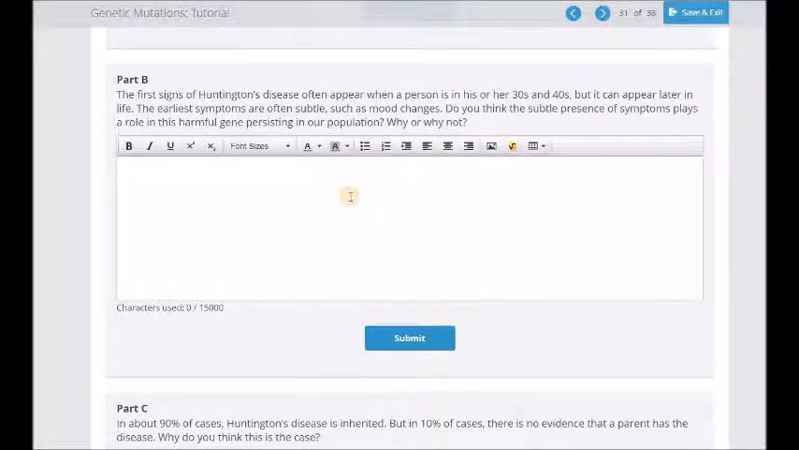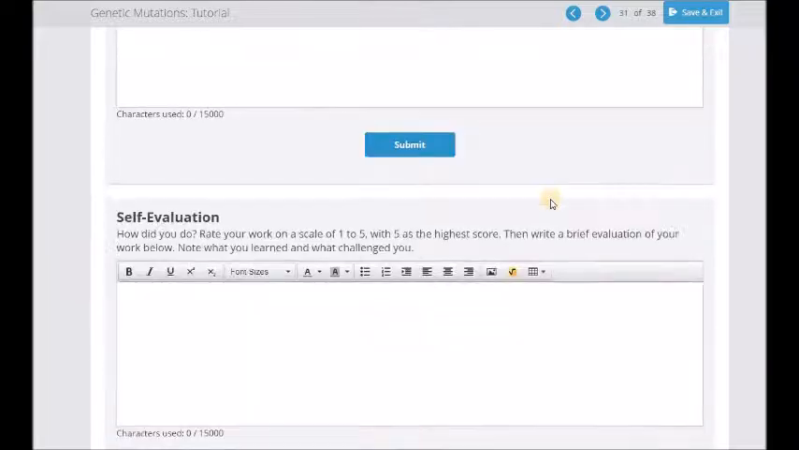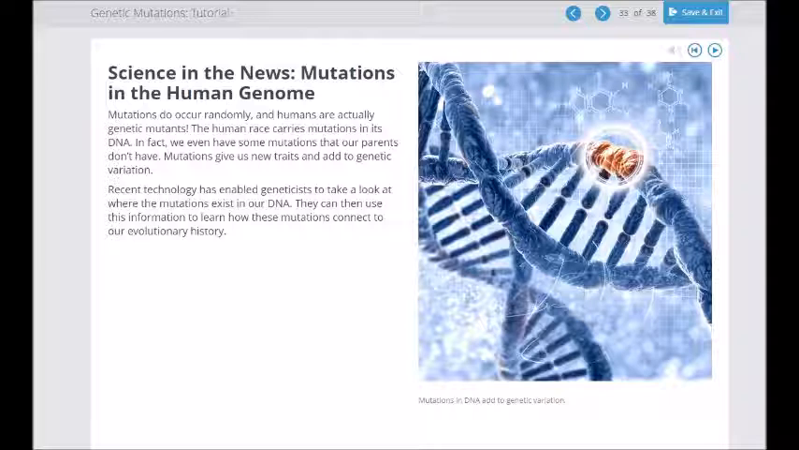trait? And then, the rest of this is not that hard. Okay, I know there's a lot to answer, but it's not that hard. Okay. All right, the last thing.